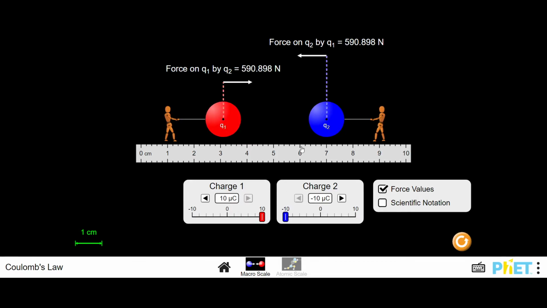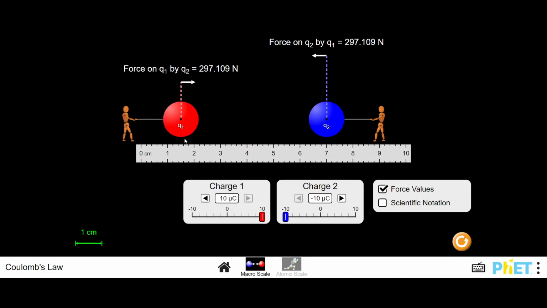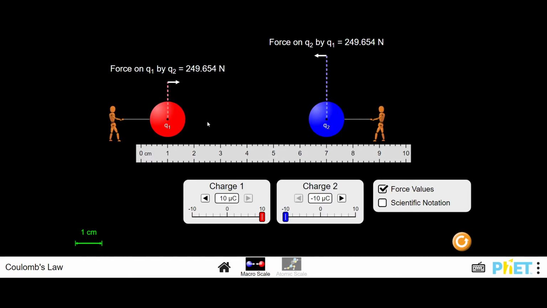Another thing we can change that would alter the force is the distance between the two. As I increase the distance between them, the force decreases. This is also true about planets. If the moon was further away from Earth, it would feel less of a force, less of a pull towards Earth because of its increased distance.